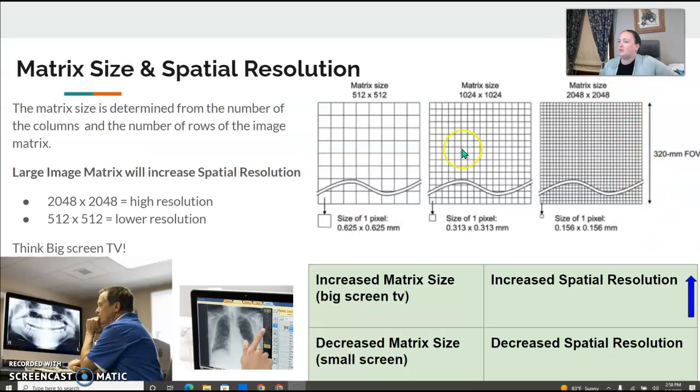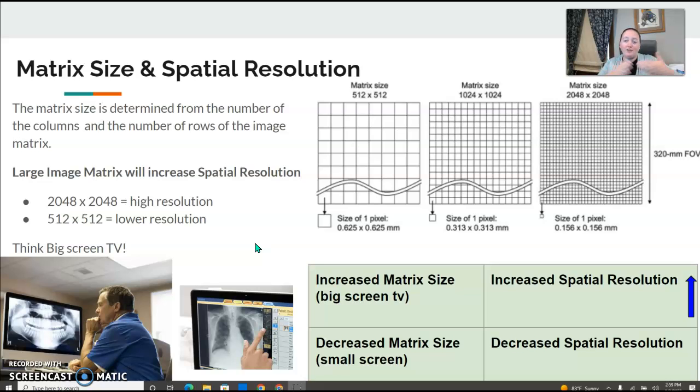Matrix size and spatial resolution. So the matrix is determined by the number of columns and rows in the image matrix. And we know that a large image matrix is going to increase spatial resolution because when the matrix size increases, the size of the pixel decreases. Smaller pixel, more detail. I always tell my students, I think of my husband, and he would love the biggest big screen TV for watching football. The smallest pixel, so you can see those individual blades of grass.